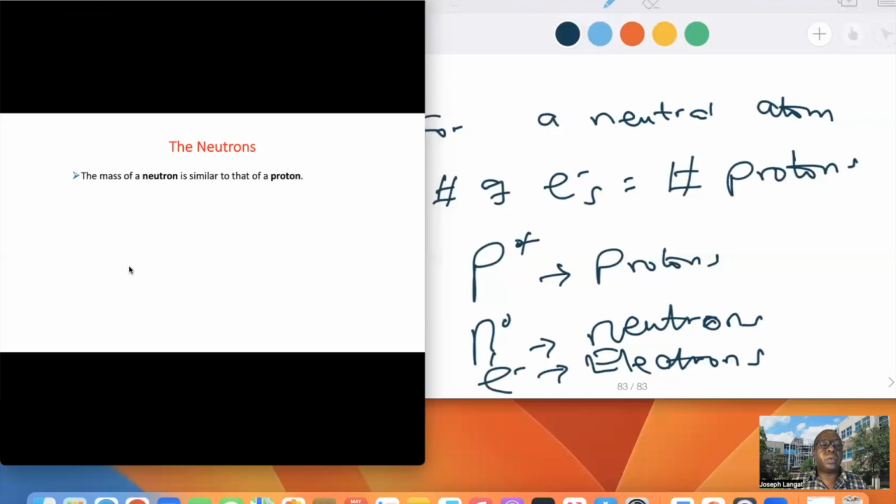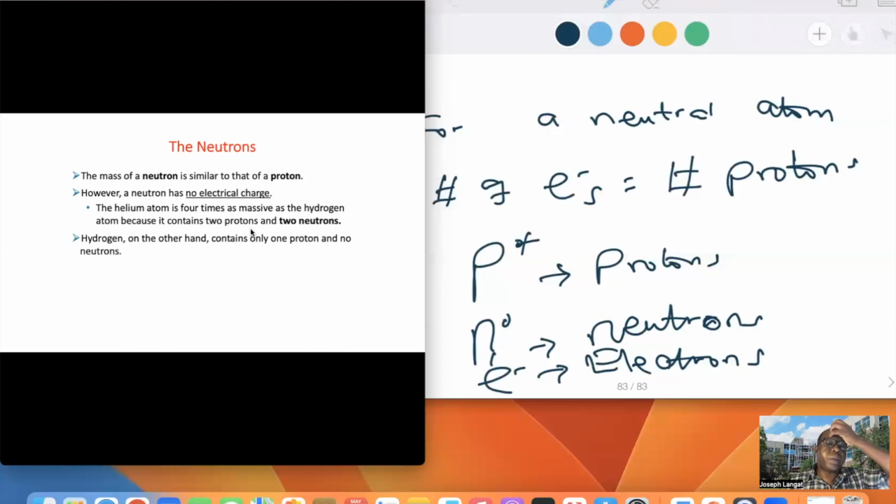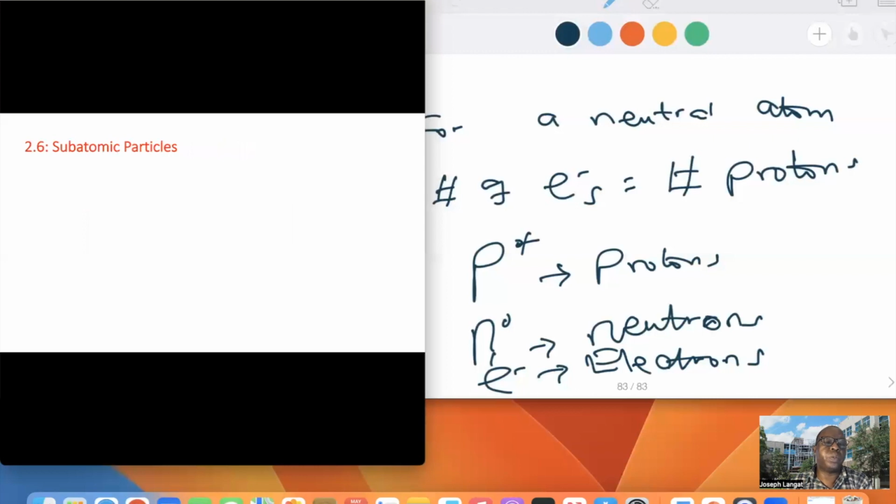The mass of a neutron is similar to the mass of a proton. There is a table here which summarizes the subatomic particles. We'll see it later on. However, neutrons do not carry any charge, zero charge. Hydrogen, on the other hand, contains one proton and may contain neutrons.